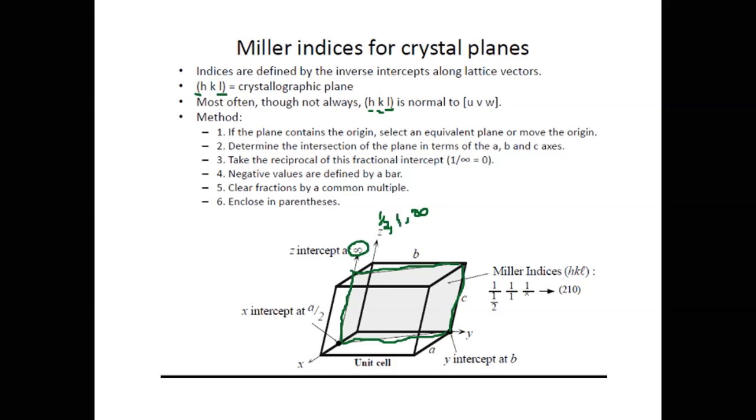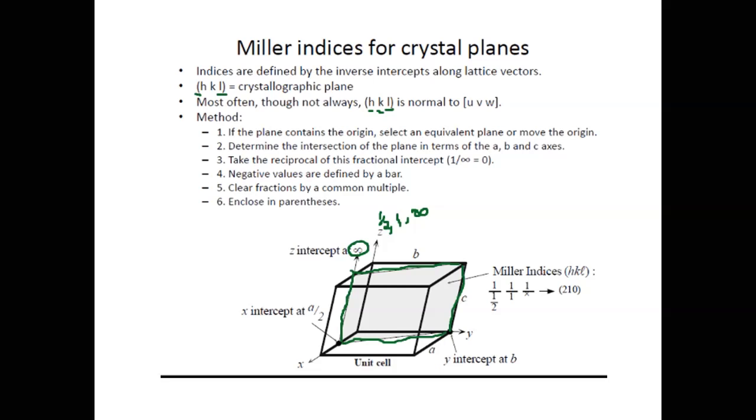Again, it doesn't ever cross the z-axis, because as you shift it off the origin, the plane never intersects the z-axis. So we give it the coordinate infinity. The plane crosses the x-axis at 1/2, at half of the a-axis, and the plane crosses the y-axis at 1.